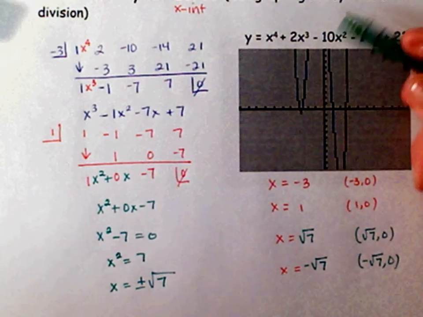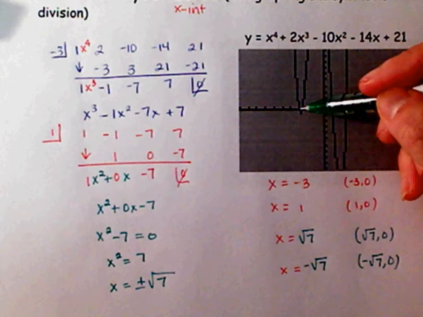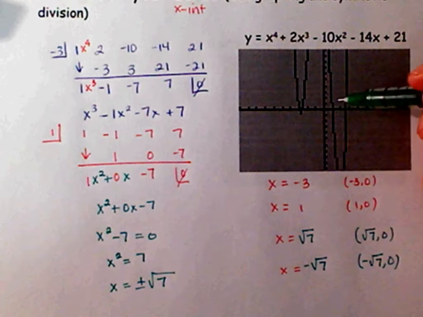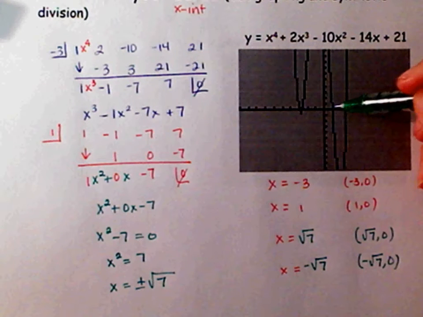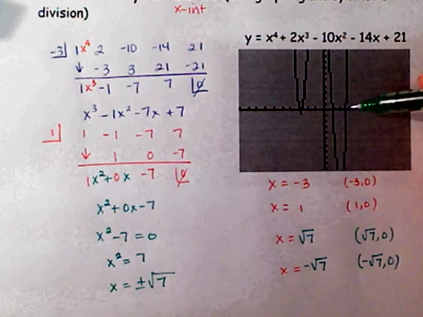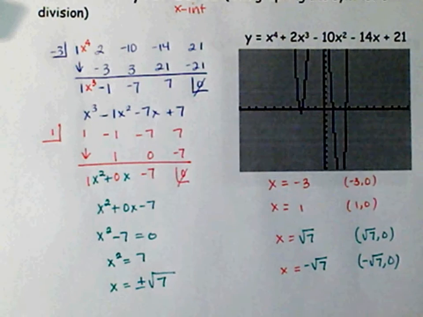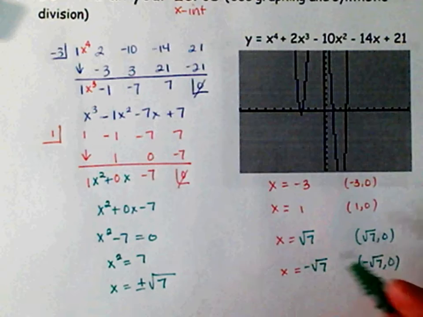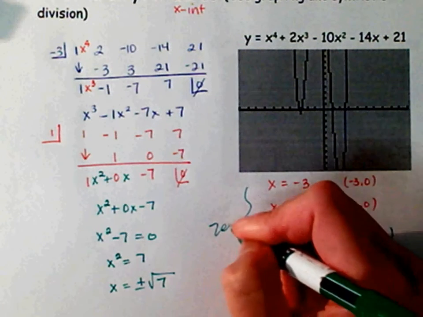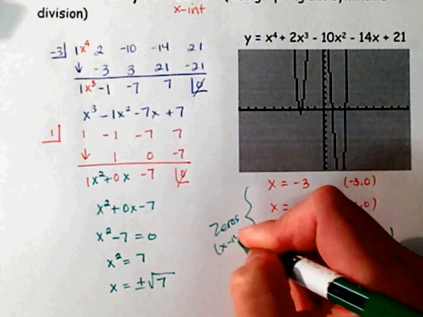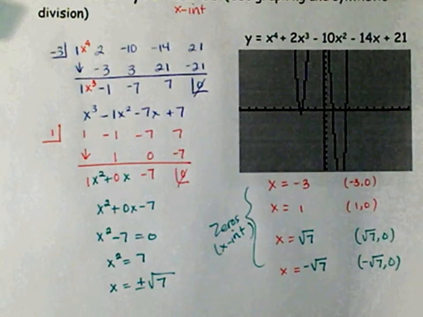So I'm betting this is negative square root of 7. I'm betting this is -3. This is probably square root of 7. No, this is 1, and then there's square root of 7. So there you have your 4. Those are all your zeros right here, which means that is where you cross the x-axis.